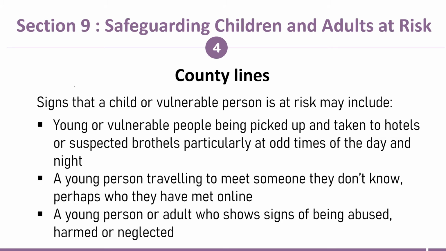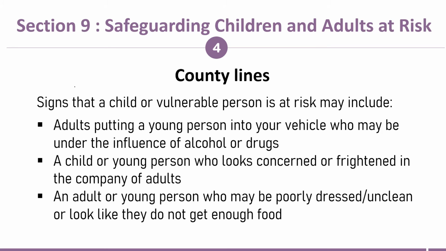Signs that a child or vulnerable person is at risk may include young or vulnerable people being picked up and taken to hotels or suspected brothels, particularly at odd times of the day and night. A young person traveling to meet someone they don't know, perhaps who they have met online. A young person or adult who shows signs of being abused, harmed, or neglected. Adults putting a young person into your vehicle who may be under the influence of alcohol or drugs.